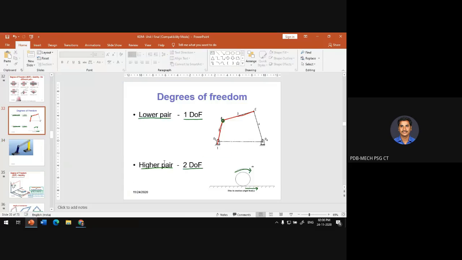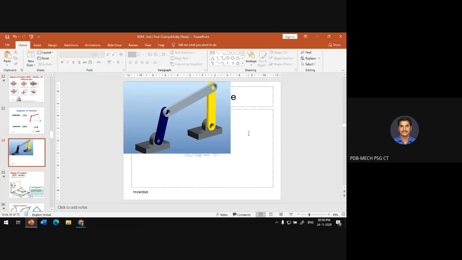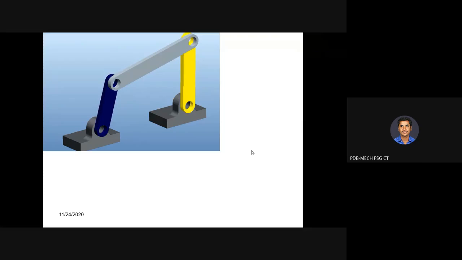Now I am going to help you to find out how many degrees of freedom this 4-bar mechanism is having. Normally a 4-bar mechanism is having 1 degree of freedom. How many links are we having here? How many links are there? 4, sir. 4. So in this, all of this is going to be considered as a frame.